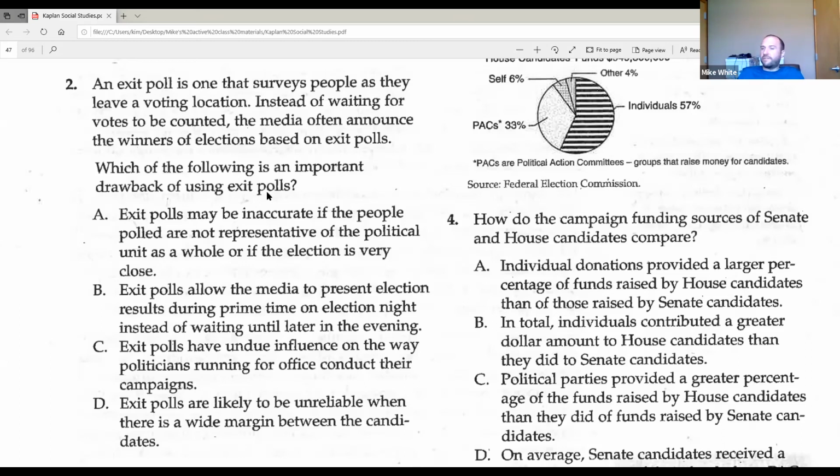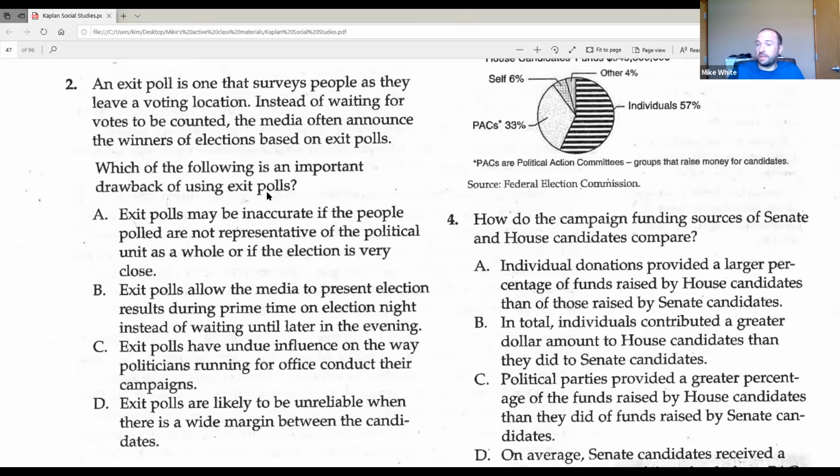So for me, if this was me answering this question, and I guess it is, talking to myself, right? If I was given this question on a practice test, I would look for a couple that really stand out. The first one that I would throw away is B. Exit polls allow the media to present election results during prime time on election night instead of waiting until later in the evening. That is the reason exit polls exist. That isn't a drawback. That is a positive thing. That is the one good thing about exit polls. So it's not answering the question. It's a true statement, but it's not answering the question. In fact, it's answering the opposite of the question.